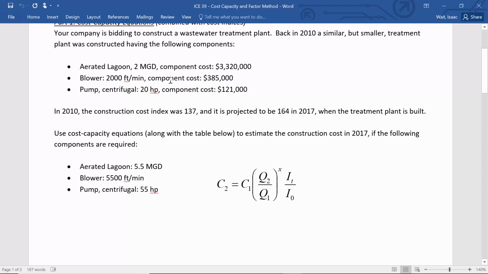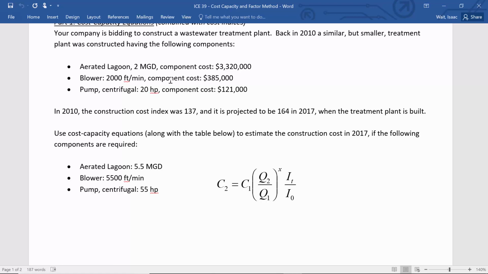So we're going to look at 3 components that go into the cost of a wastewater treatment plant. We have some data from back in 2010. In 2010 we had the aerated lagoon, and we know its size and how much it cost back then. We know the blower, its capacity and cost, and the pump, its capacity and cost in that year. So here, what we're going to have to do is find out the cost of each component and how it's changed over time.